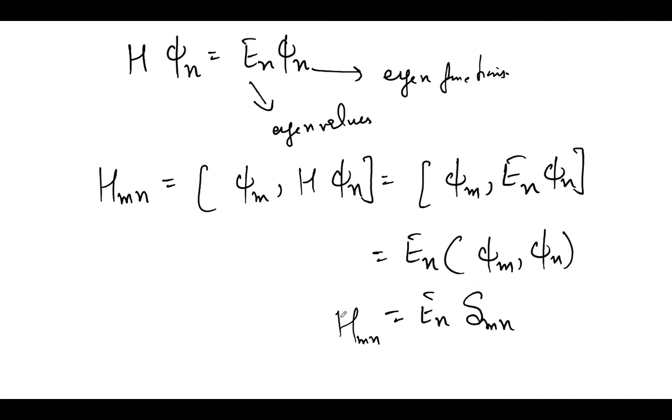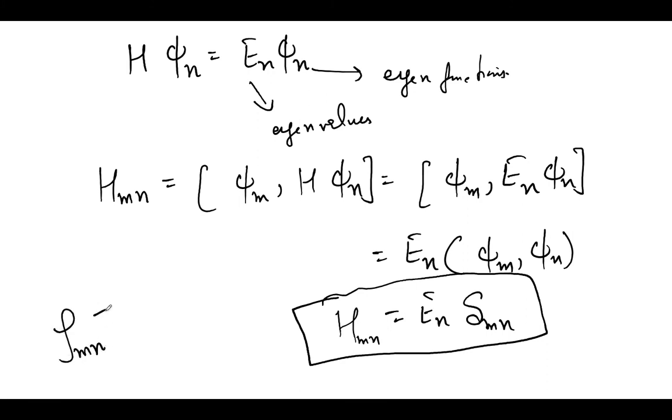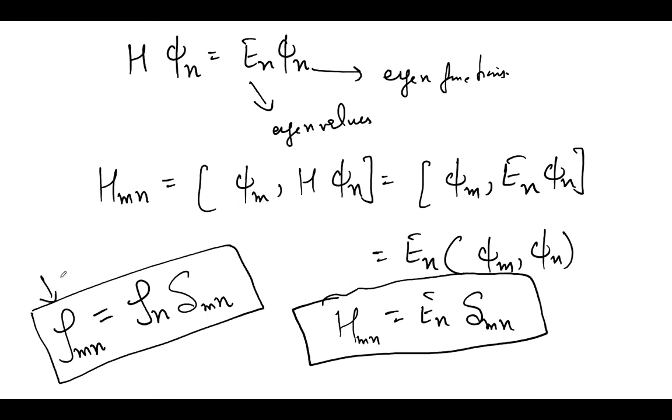So this expression is generally known as the energy representation of this symmetrical wave function. Similarly, for this density function, we can write the density of mn as rho n into this Kronecker delta function. So this is the density representation, and this is the energy representation.